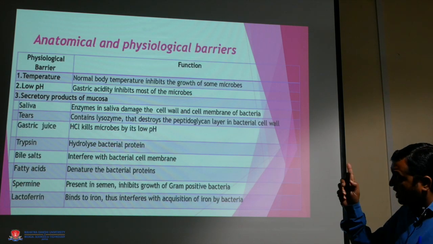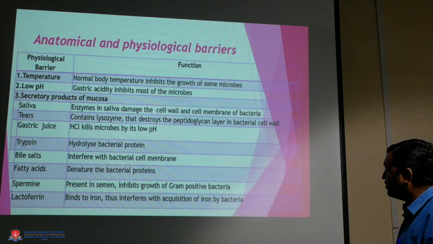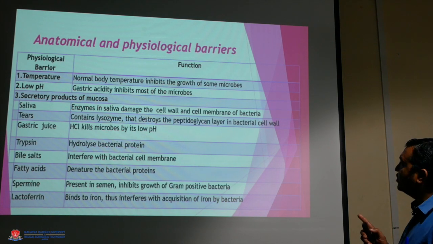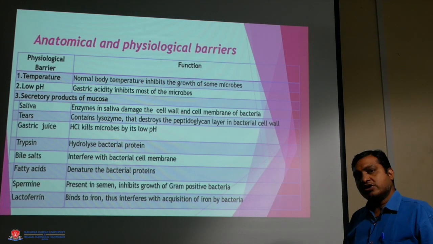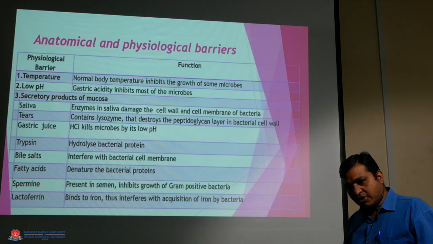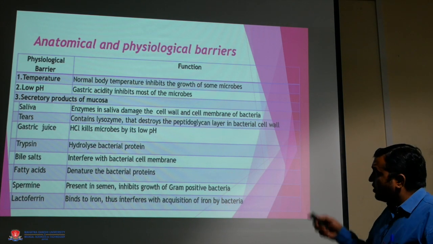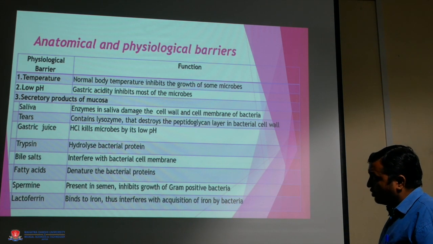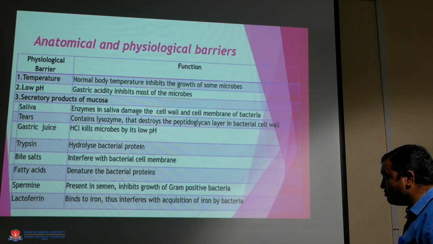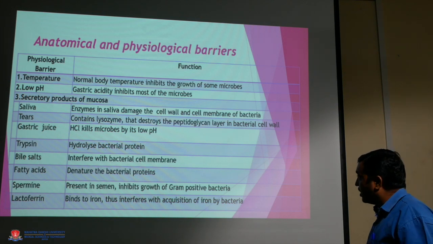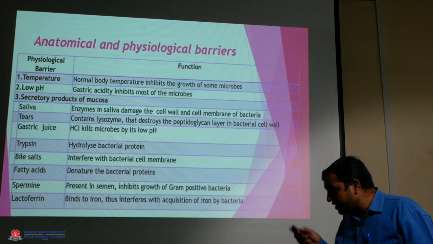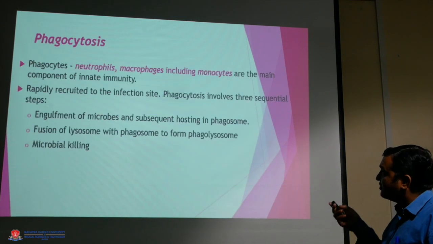Physiological barriers: normal body temperature inhibits the growth of some microbes. Low pH: gastric acidity inhibits most microbes. The higher acidic pH present in the stomach kills microorganisms. Secretory products of mucosa: saliva, tears. Tears contain lysozyme to kill microorganisms. Saliva damages bacteria with enzymes. Gastric juice: trypsin, bile salt, fatty acid, spermine and lactoferrin.